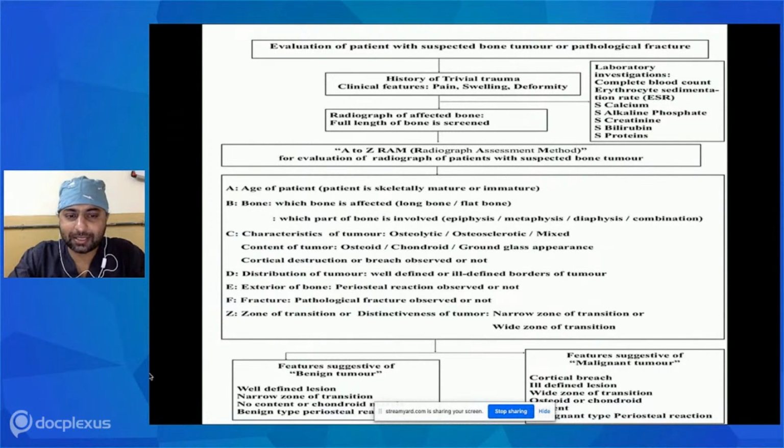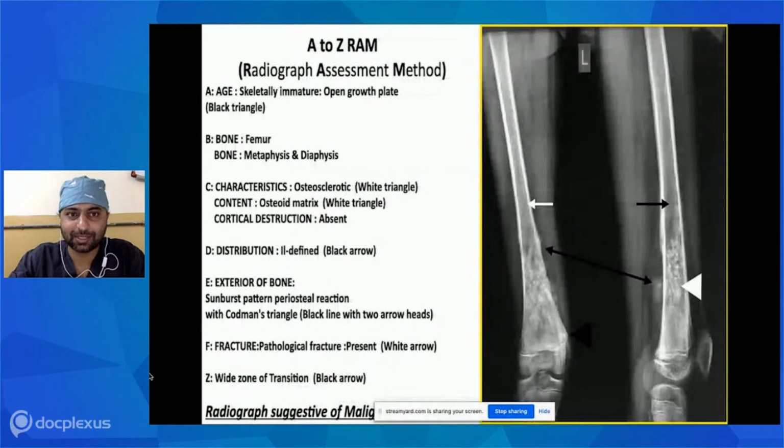So your treatment plan can be based on this, but you cannot complete the treatment based on only X-rays. It will be a good guideline for the treating physician that this is suggestive of a benign tumor, so this is the treatment, and this is suggestive of a malignant tumor, so this will be the treatment. So we would like to see a few examples.